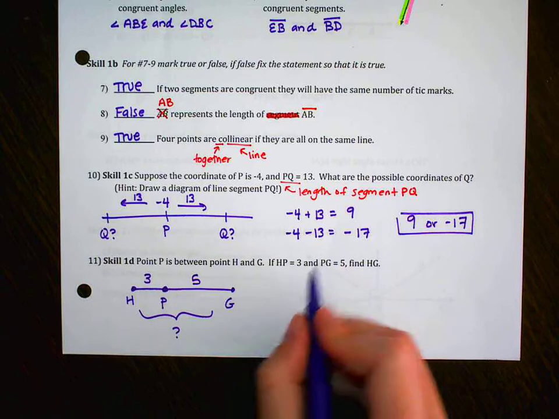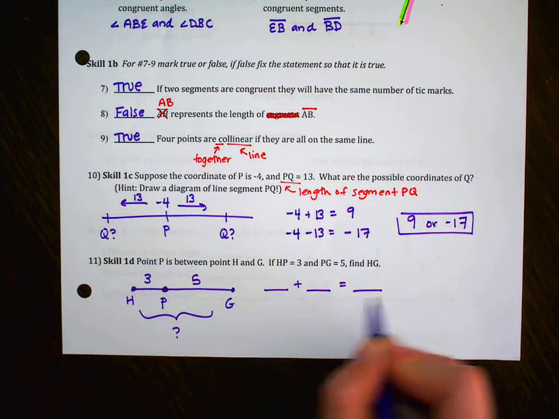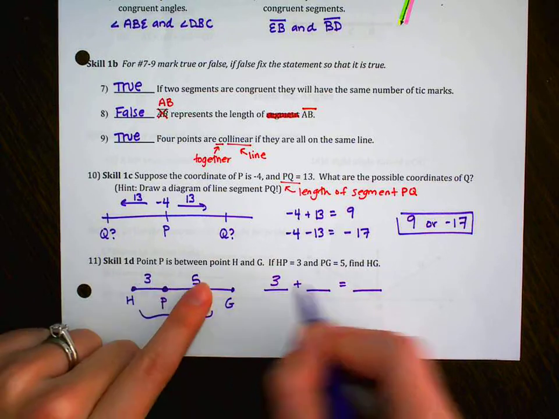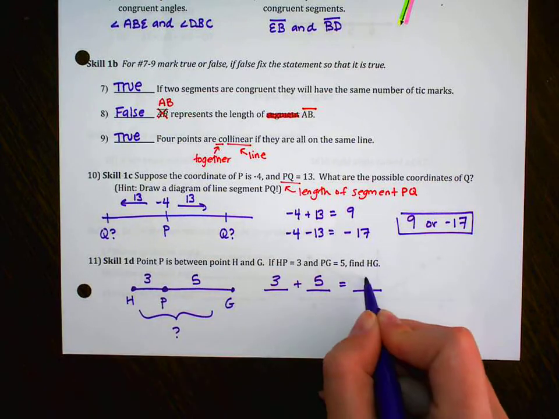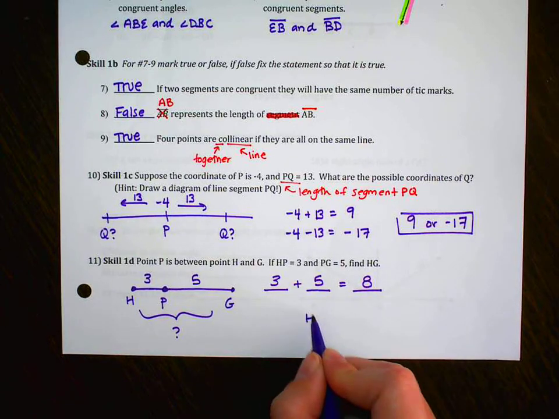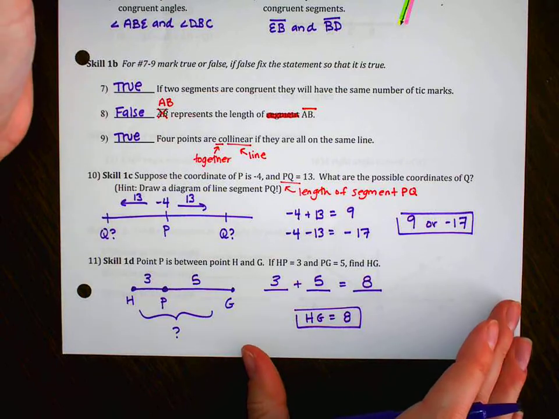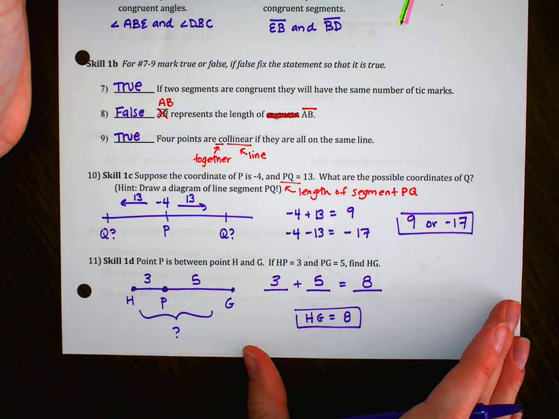Well, this is an example where we can do part plus part equals the whole thing. Well, the first part was 3. The second part was 5. Well, 3 plus 5 is 8, so the answer was 8. Or I should really say the length of HG is 8. Okay, I'm going to move on to the next page.